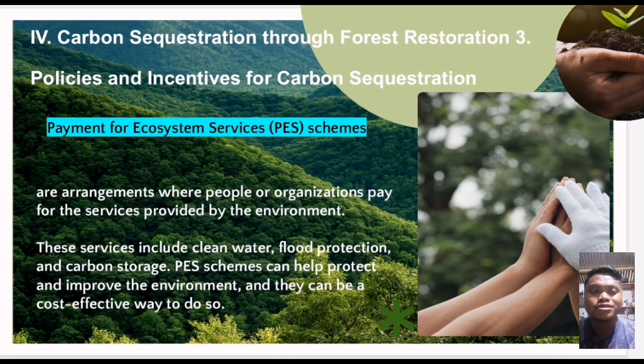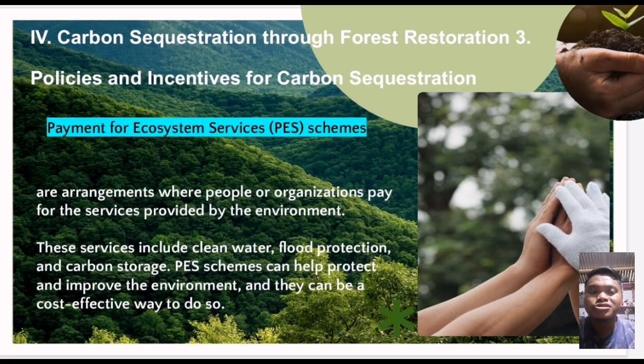The next is the payment for ecosystem services, or PES, scheme. If you wonder what payment for ecosystem services is, payment for ecosystem services, or PES, is a program that provides financial incentives to landowners or managers to conserve and restore ecosystems that provide valuable services such as clean water. It protects our watershed and our water supply.